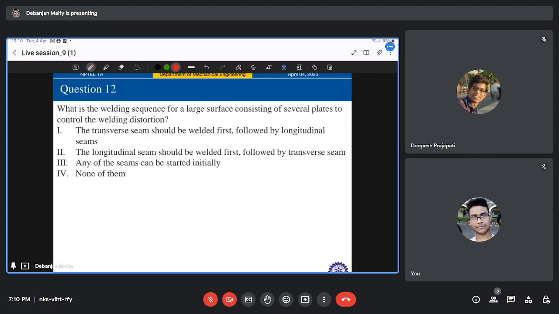So to prevent some kind of distortion, what is happening? There are several viable approaches, right? So, the first thing is distortion can be minimized by proper design. That is the base. So you must design it properly so that you can come up with less distortion in your weld structure.